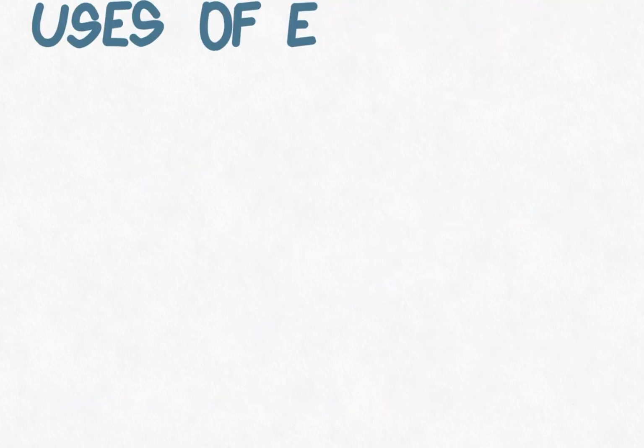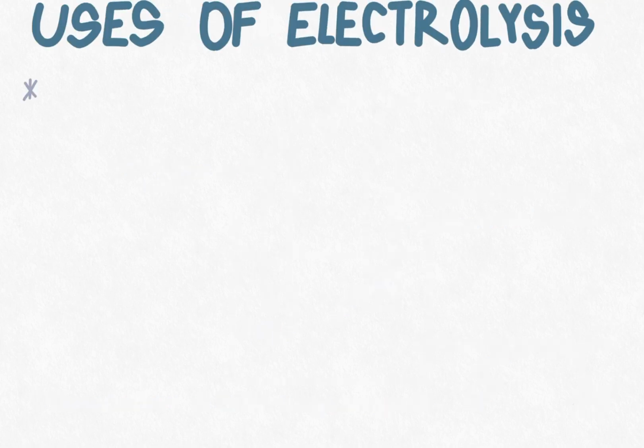Now let's look at some of the uses of electrolysis, and the first example that we're going to use is electroplating. Now electroplating is a process where the surface of one metal is coated with a layer of a different metal. Now the cathode or the negative electrode will be the object to be electroplated, and the anode, the positive electrode, is made from pure metal that will be plated onto the object. The electrolyte would be an aqueous solution of a soluble salt of the pure metal at the anode.